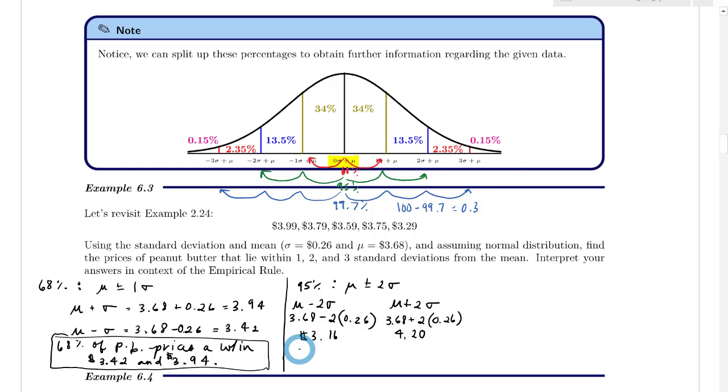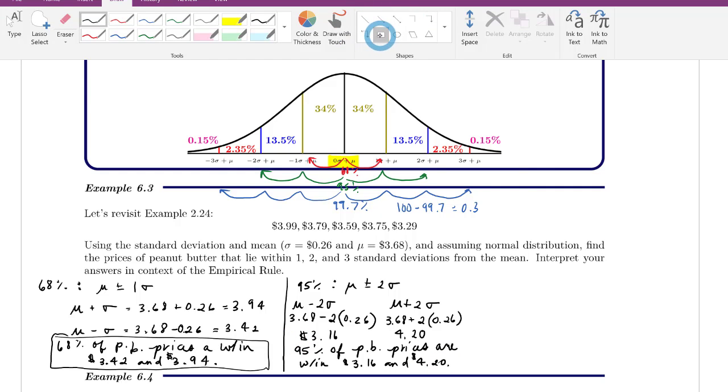So this would mean that 95% of peanut butter prices are within $3.16 and $4.20. See if I can box that as I should.